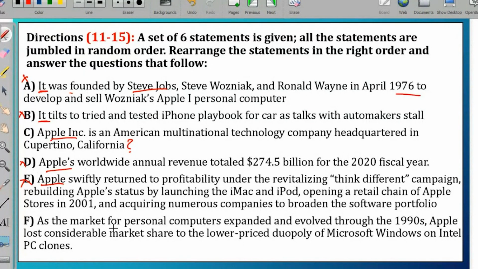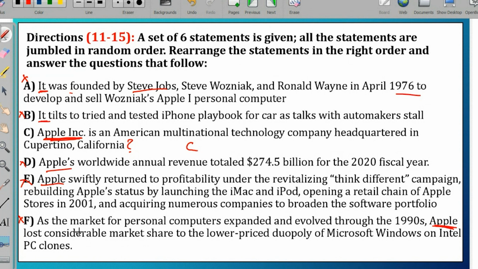Eliminate both of them. As the market for computers expanded and evolved through the 90s, Apple lost considerable market share. Again, you can see Apple लिखा है सिर्फ. यहाँ पर उसका full form लिखा हुआ है. Apple Inc. में full form नहीं कह सकते, but full description दिया है कि उसका असली नाम क्या है. Colloquially, we say I bought an Apple iPhone, I bought Apple MacBook, or I bought Apple iPad. But the actual name is Apple Inc. That is incorporation. So as the market, again, you can see over here that only Apple has been written. So this can't be your first statement. The first statement क्या होगा आपका? C for Chennai. This will be your first sentence.